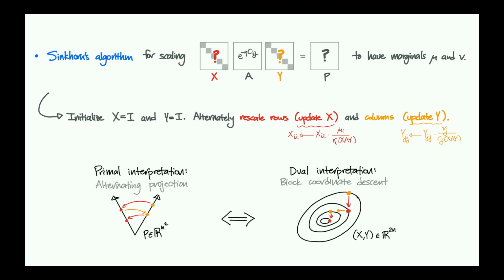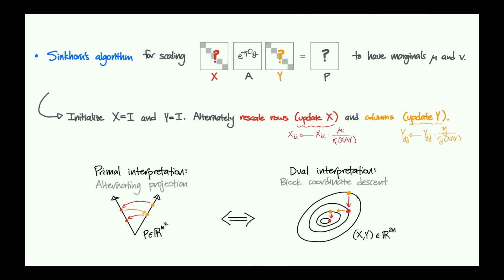As we've said, x controls the rows, y controls the columns. So what Sinkhorn will do is just the simplest possible thing. I'll initialize to identity, so no scaling. And I'll just update all the rows by updating x, or update all the columns by updating all the y's. So just alternately update, and there's a simple closed form that just says if I want the first row to be twice as big, multiply x11 by 2.